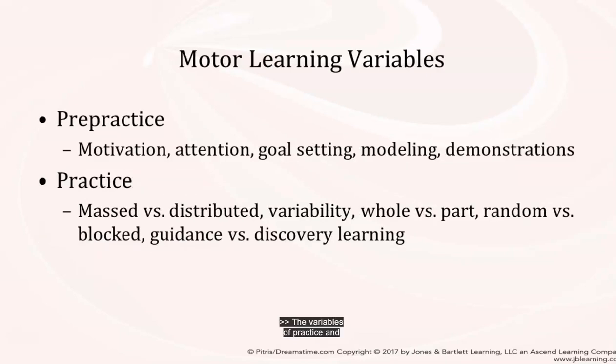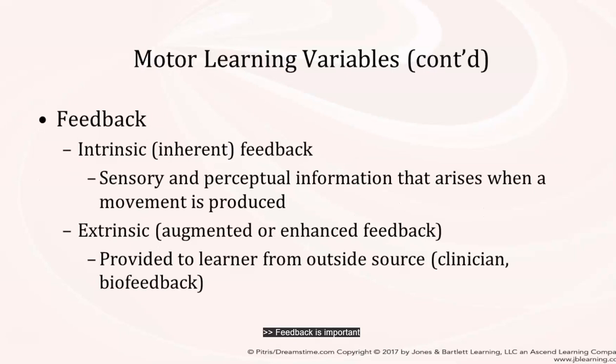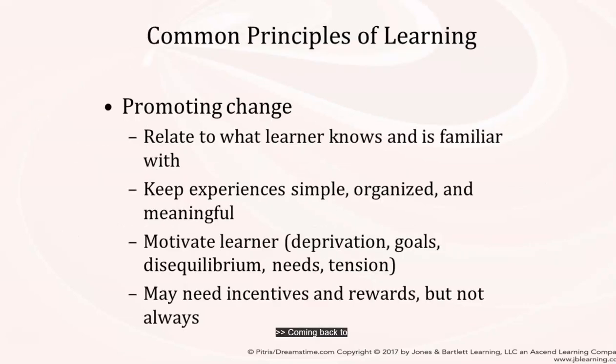the skill. The variables of practice and feedback are useful in clinical practice. They include pre-practice, which involves goal setting, modeling and demonstrations, and practice, which hopefully leads to mastery. Feedback is important to reinforce learning. It can be intrinsic, which arises from built-in sensory and perceptual information when a movement is produced, and extrinsic, which is feedback provided to the learner from an outside source, such as the clinician.